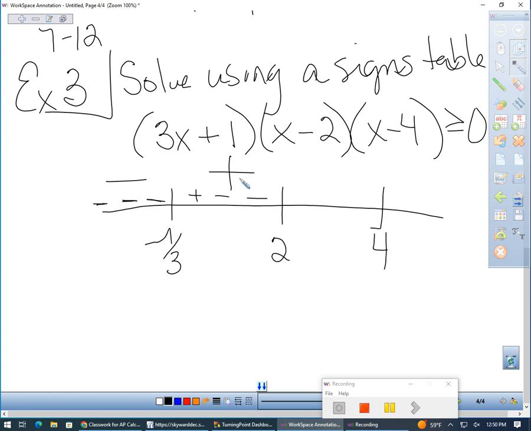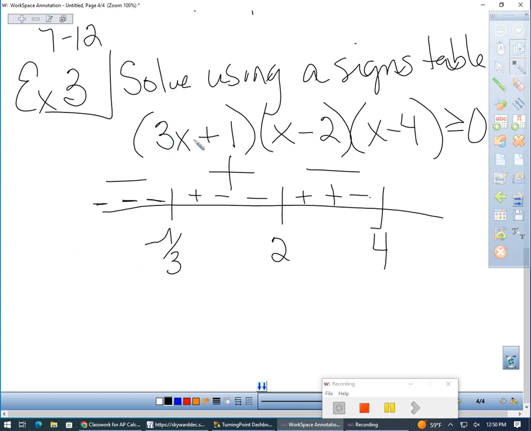All right, picking something between 2 and 4, 3. If I put 3 in here, 3 times 3 plus 1 is a positive 10, so it's positive. 3 minus 2 is 1, which is positive, and 3 minus 4 is negative. So what do I get for this interval? A negative. Very good.